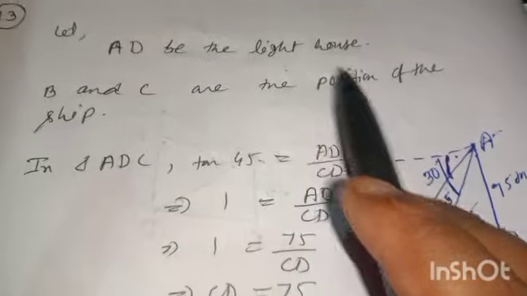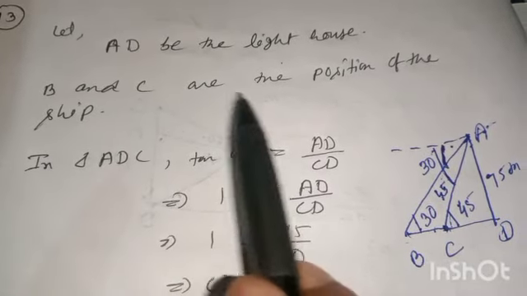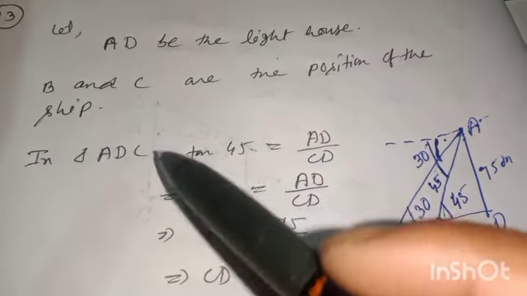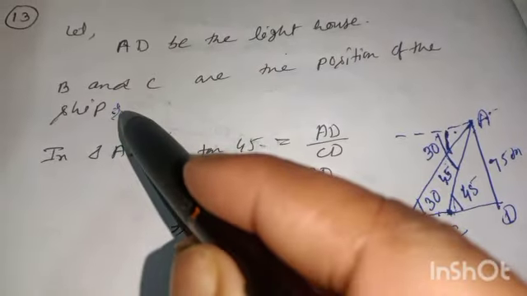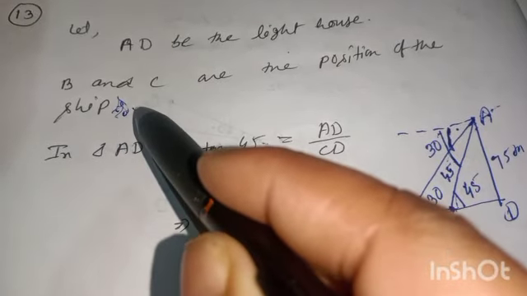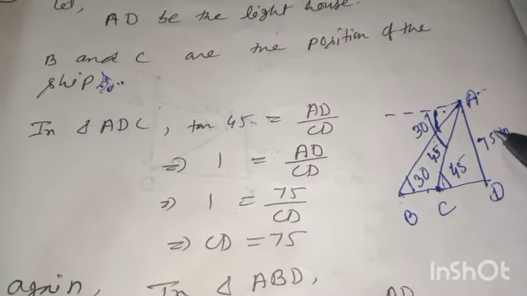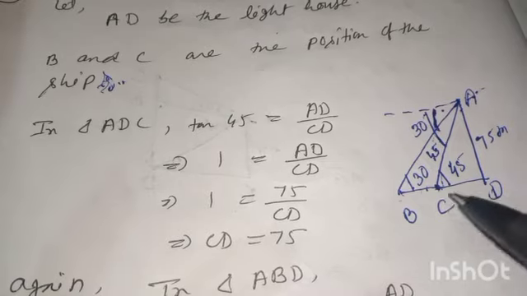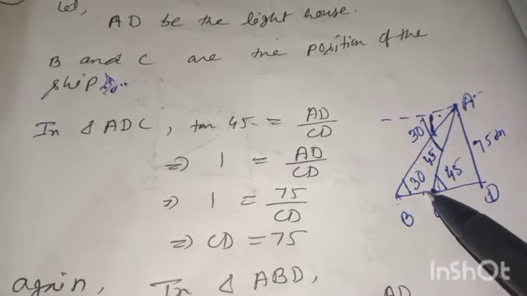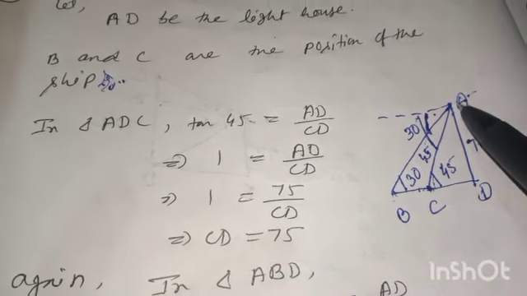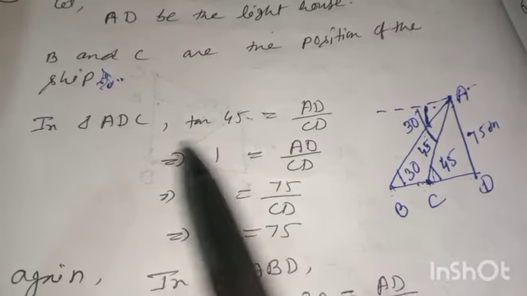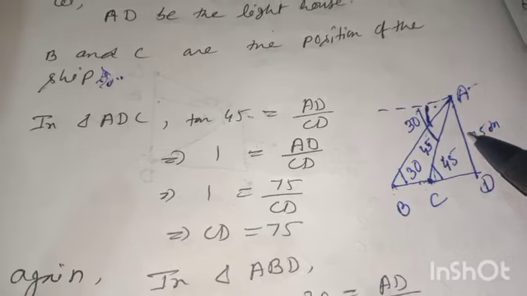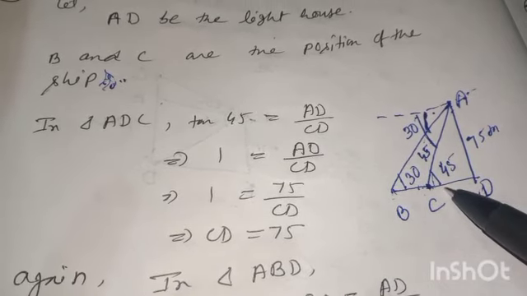Let AD be the lighthouse. B and C are the positions of the ships. Clear? Position of the ships. Now we can see there are two right triangles. One is ADC. Don't forget we need to find out the length of BC, the distance. So if you start with triangle ADC first, you try to compare the perpendicular and base.